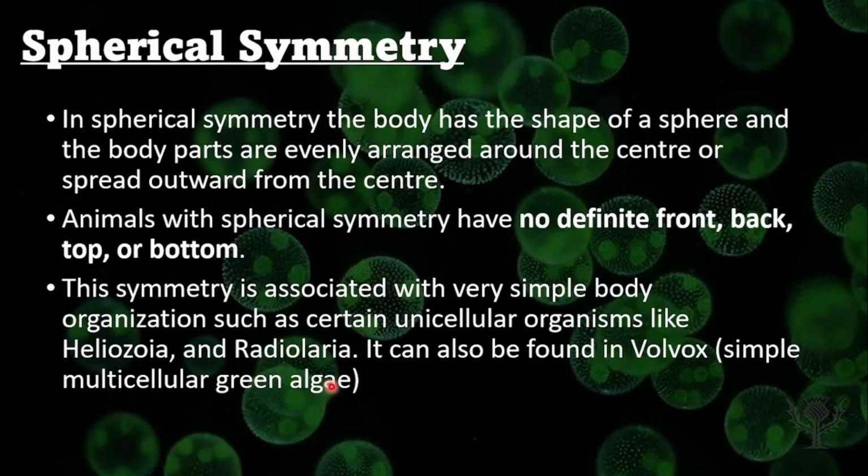So when it comes to spherical symmetry, this is rare, and it's found in simple organisms. We're talking about green algae and certain unicellular organisms. It's mainly found in simple body organization, because if you look at it, there's no definite front, no definite top, no definite back, no definite bottom. So this type of body arrangement is good because it facilitates floating around. As you can see in the background picture, we have these green algae floating around. This particular body arrangement helps with floating around.